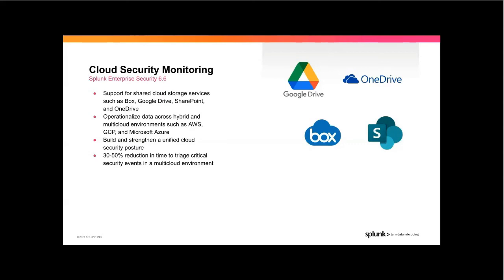So in this release, we've added support for a brand new data model that will have support for shared cloud storage services like Box, Google Drive, SharePoint, and OneDrive. And this is going to allow you to operationalize that information and add it to your security monitoring posture and correlate and normalize that information against all your other data in Enterprise Security.